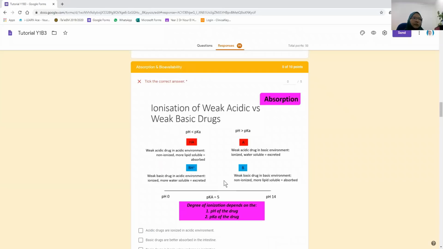Now, I think most of you got this right. It's just that the question was made as tick the correct answer. So some of you did not tick all the correct answers. So that's why maybe it affects your results. But don't worry, this is just an exercise and this is just a tutorial, right? So don't worry about the results. It will not be counted for your continuous assessment.